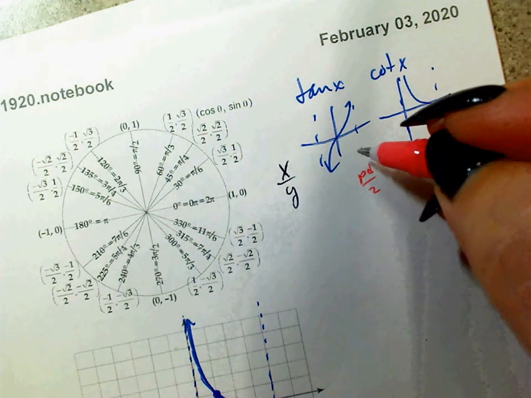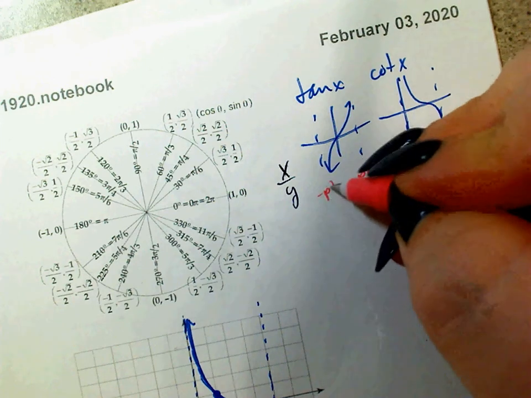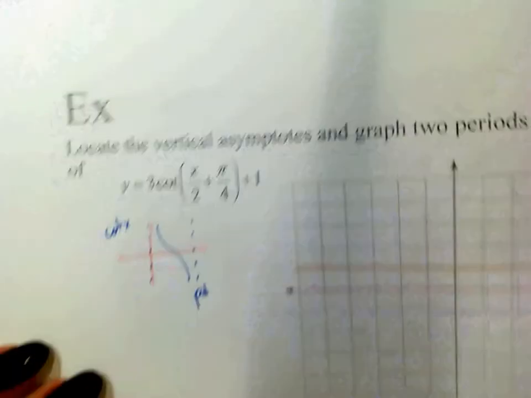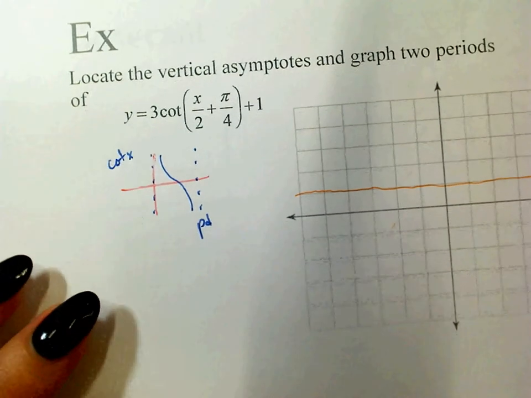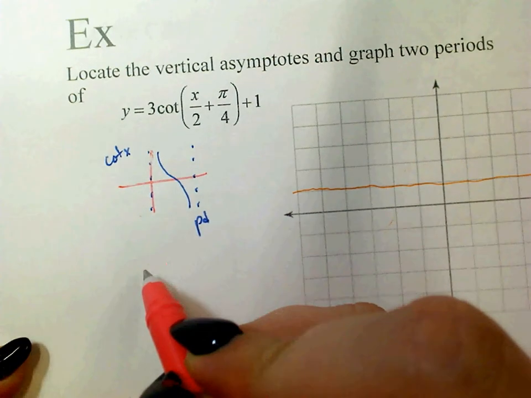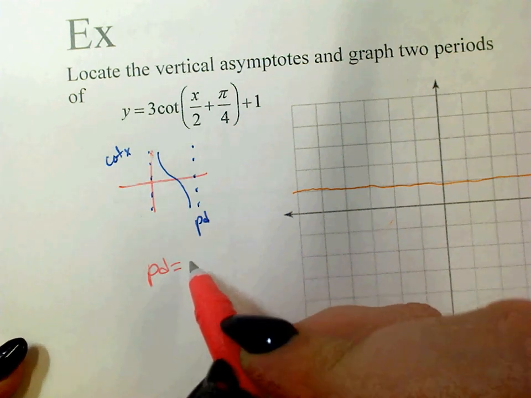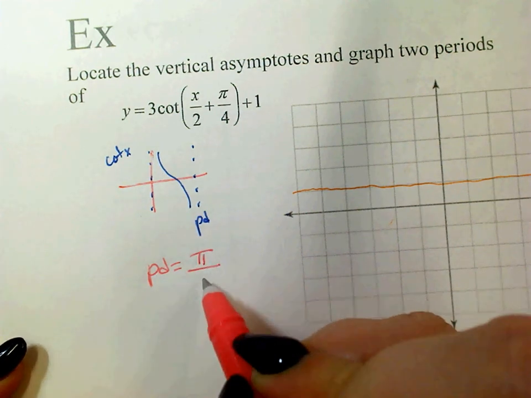So for this one, we need to figure out the period. What is the period? So pi over b. And what's b? 1/2. Good. So the period is 2 pi. So what are we going to do?